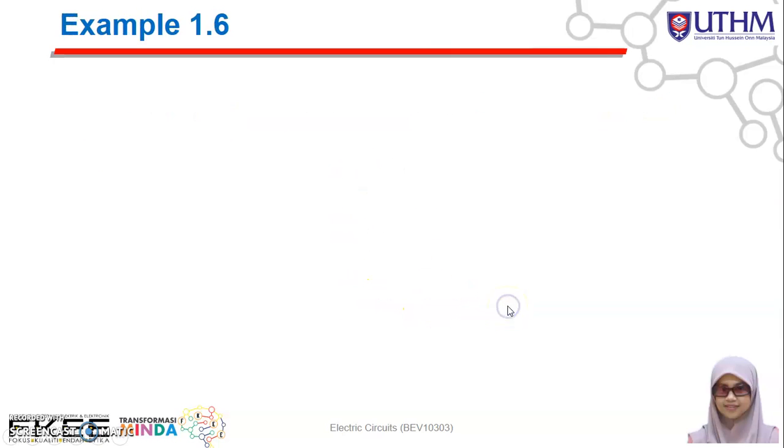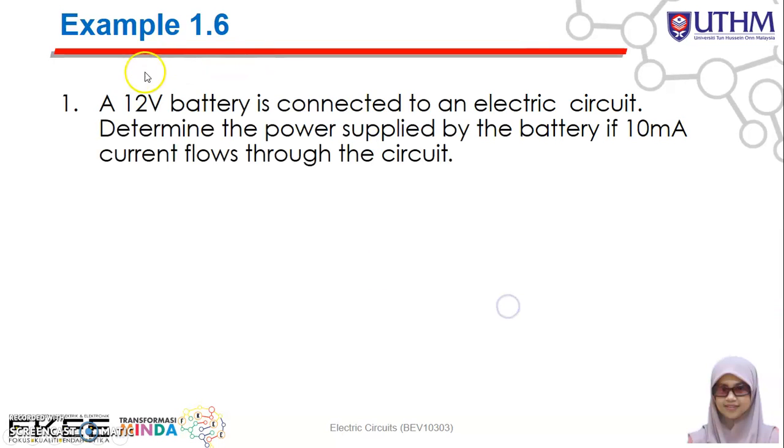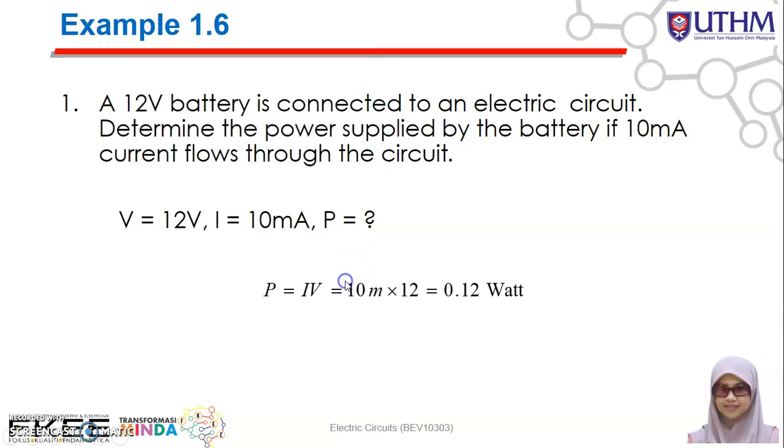Right. So for the next example, let's say you have a 12-volt battery connected to an electric circuit. Determine the power supplied by the battery if 10 milliampere current flows through the circuit. So you have V is equal to 12, and I is equal to 10 milli. You need to determine the power, right? So P is equal to I multiplied by V. I is 10 milli, V is 12, and you just substitute, so you get 0.12 watt. Okay, so this is easy peasy, right?